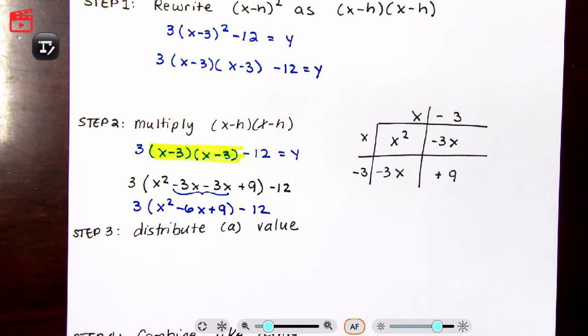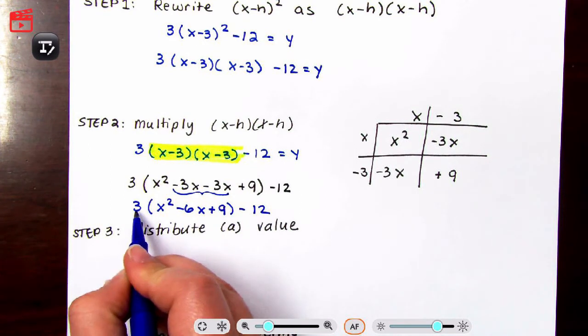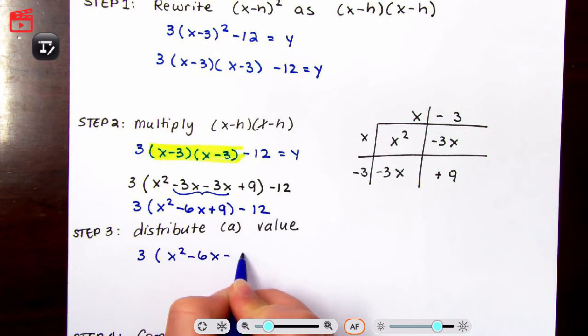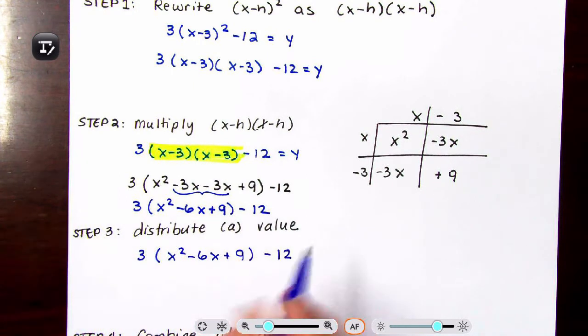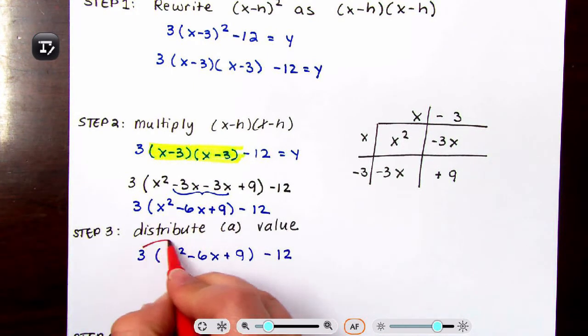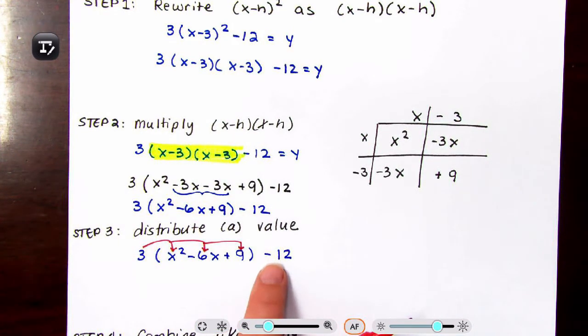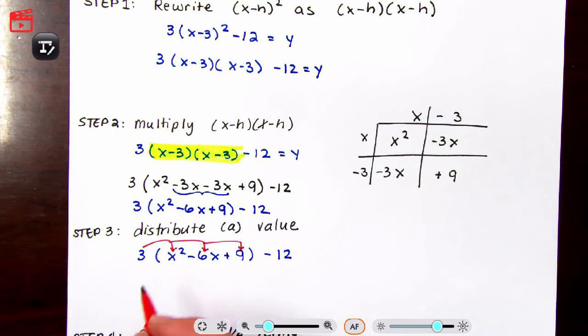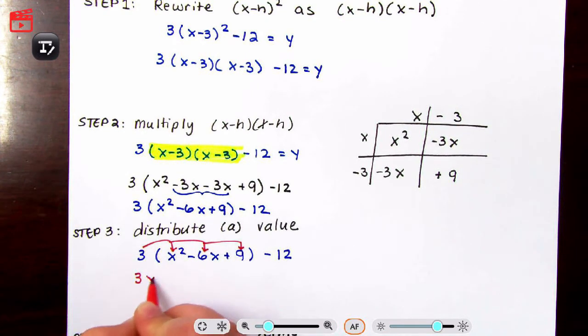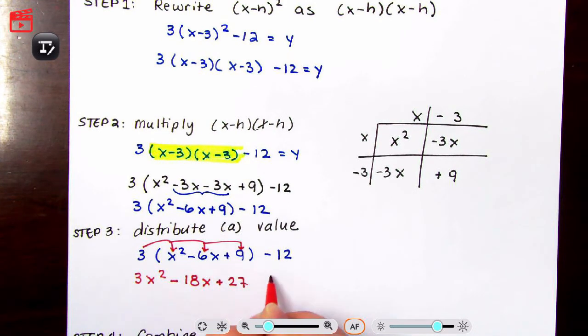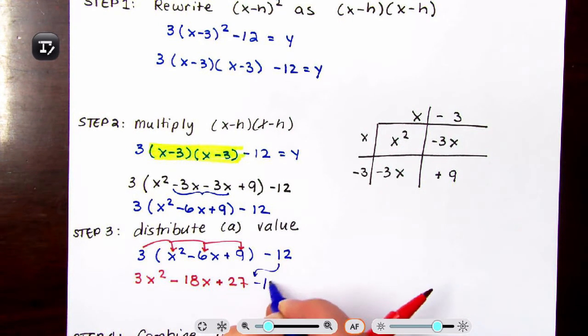Step number 3 is to distribute your a value. Now this 3 right here is your a value, so we're going to rewrite this one more time. And we're going to distribute inside of the parentheses, not outside. So that means 3 times x squared, 3 times negative 6, 3 times positive 9, not to this 12. This 12 is outside of the parentheses. It does not get distributed. So I have 3x squared minus 3 times 6, that is 18x. 3 times 9, that is a 27. And now I have my minus 12 here.